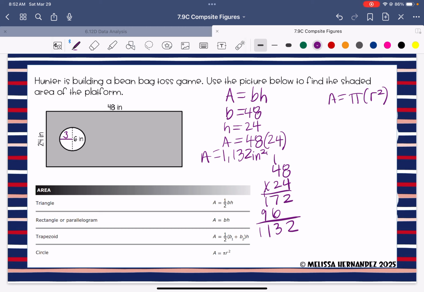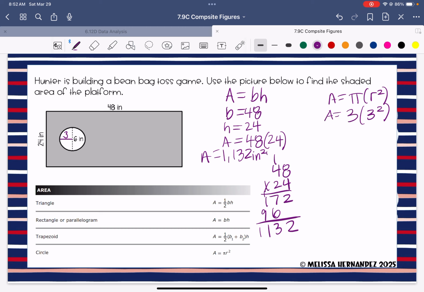Okay, I put the parentheses. It's not a teaching method. I just want to force you to do radius squared first. So this is 3 to the second power, which means squared. You need 3 times 3, and then pi. We use 3.14 in 7th grade. However, for today's video, we're just going to use 3 and approximate our answer.